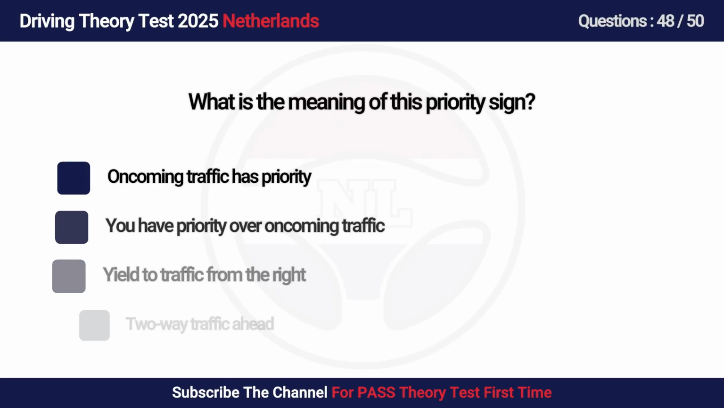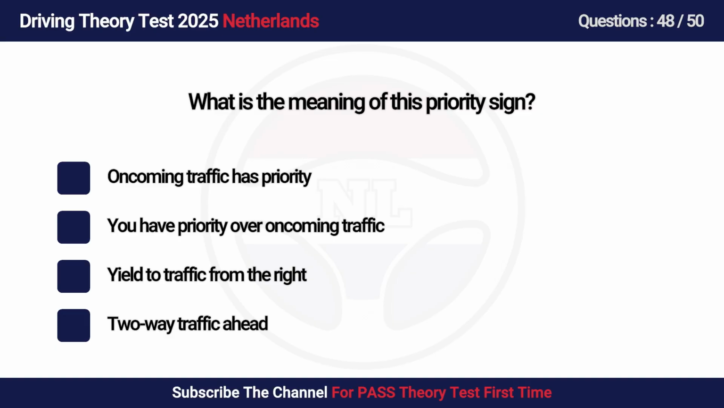Question 48. What is the meaning of this priority sign? A. Oncoming traffic has priority. B. You have priority over oncoming traffic. C. Yield to traffic from the right. D. Two-way traffic ahead.